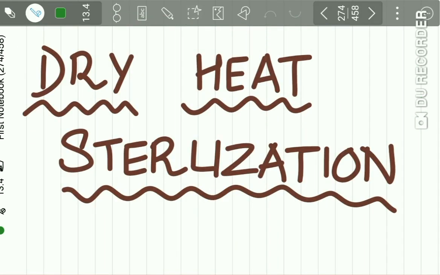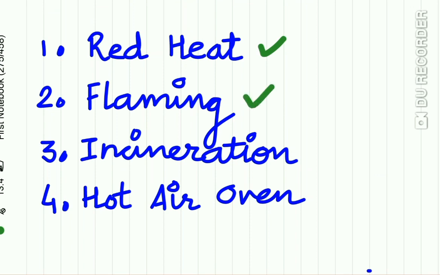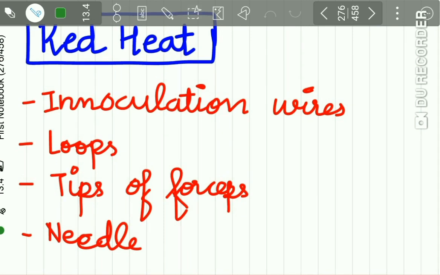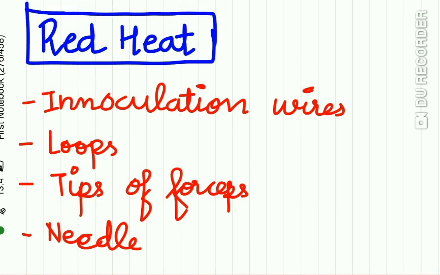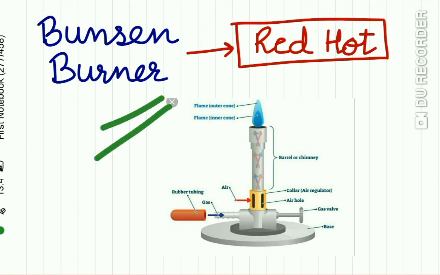Now let us study the dry heat sterilization process in detail. There are 4 procedures used for dry heat sterilization: the red heat, flaming method, incineration method and the hot air oven. Now first, the red heat is used for inoculation. Wires or loops, tips of forceps and needles are held in the flame of a Bunsen burner till they become red hot.